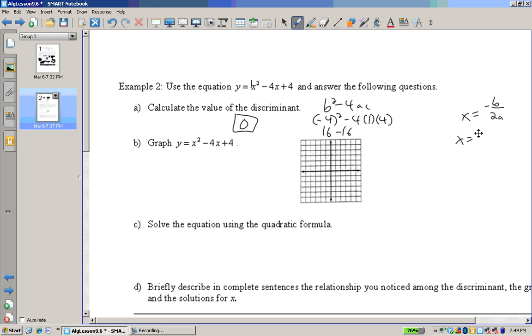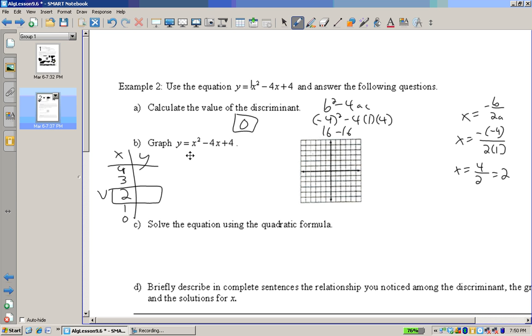X equals the opposite of b, so that's the opposite of negative 4, over 2 times a. The leading coefficient here is 1. Leading coefficient is the technical name for a. The opposite of negative 4, that's positive 4, divided by 2 is 2. So that will be the x-coordinate of my vertex. It's also going to be the center of my table of values here. So I'm going to go up 1, up 2, down 1, down 2 on my table of values.